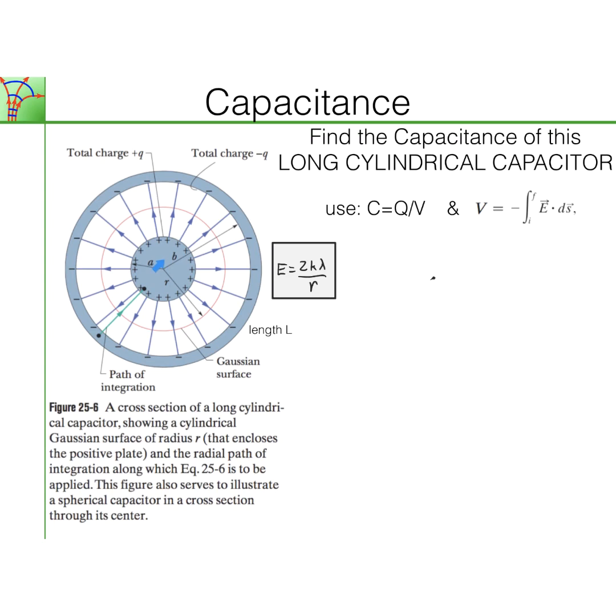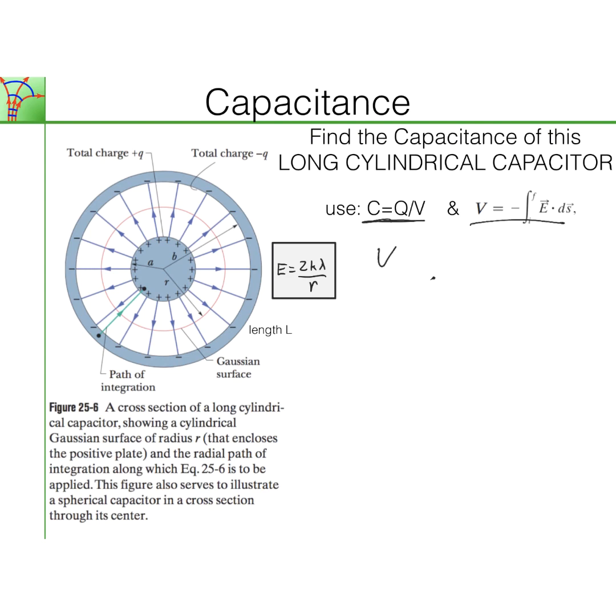And so the electric field between them is just going to be due to this long cylinder, and we calculated in class that the electric field due to a long line of charge is 2k lambda over r. And here, the inner radius is A and the outer radius is B. Now to calculate the capacitance, we need Q and V. So to find V, we're going to have to do an integral because the electric field is not constant here.